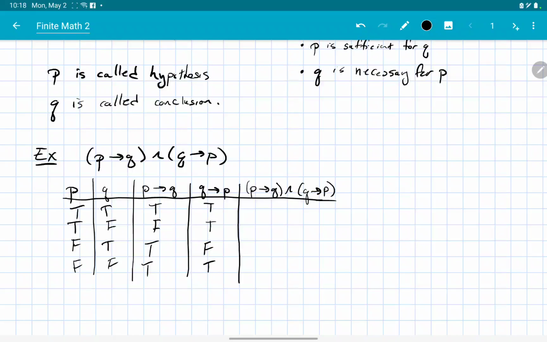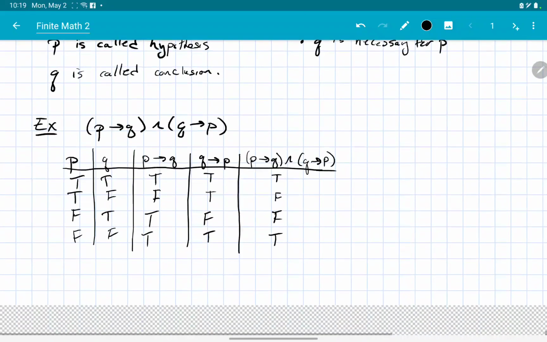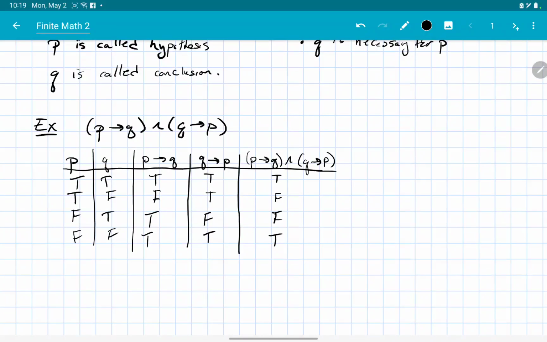And now for this thing on the right, P implies Q and Q implies P. We need both the previous rows to be true. So if either of the previous rows is false, then the and statement is false. So that is the combined statement: P implies Q and Q implies P. So this one has a special name. This is called the biconditional.